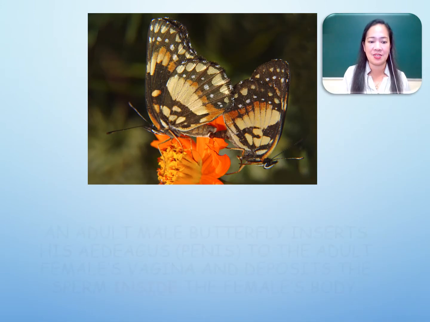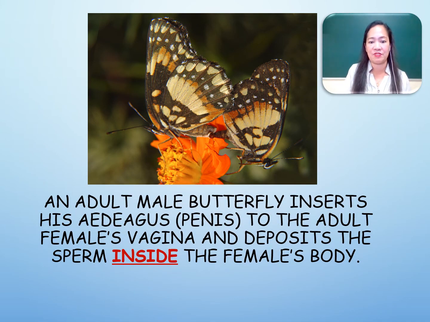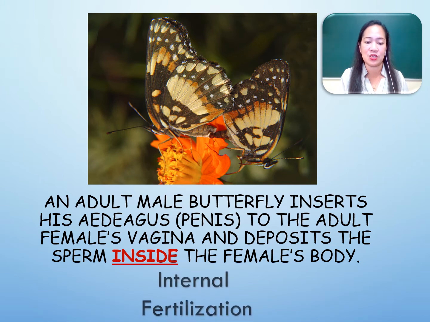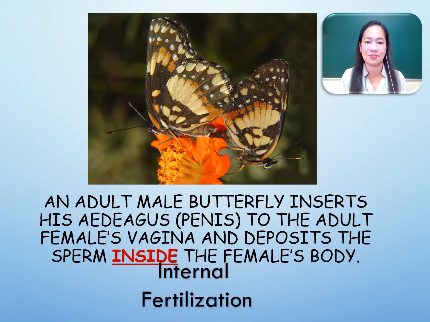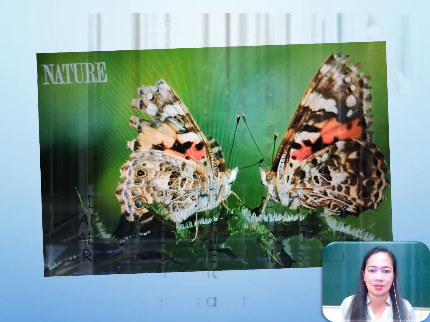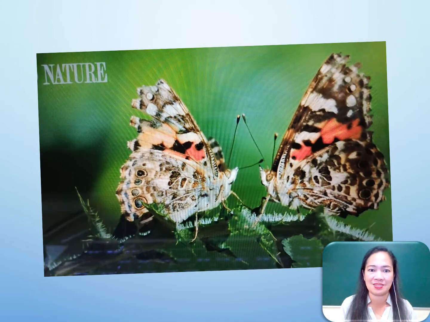In butterflies, an adult male butterfly inserts his aedeagus or penis into the adult female's vagina and deposits the sperm inside the female's body. This means that butterflies undergo internal fertilization. We'll find out in this video.